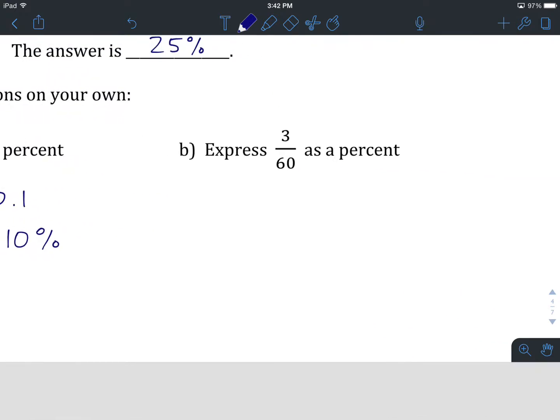So what I'd like you to do is try B on your own. Remember, there's two steps. The first is to take 3 over 60, turn it into a decimal, and then to turn that decimal into a percent. So give this one a try, hit pause. When you think you've got it, come on back.